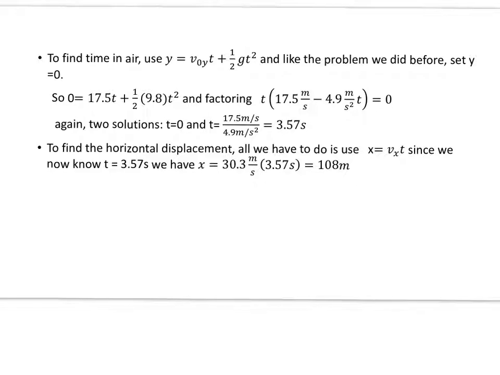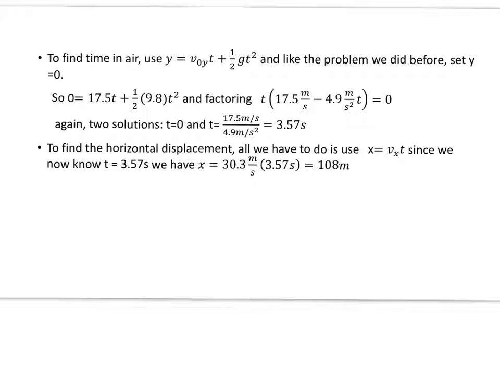So the next part is to find the time in the air. Okay, so we've done this kind of thing before. We're going to use this formula right here, and we're going to set y equal to 0. Again, the reason we do that is because the net displacement in the y direction is 0. The ball ends up at the same point vertically from where it was kicked. So therefore this is 0.